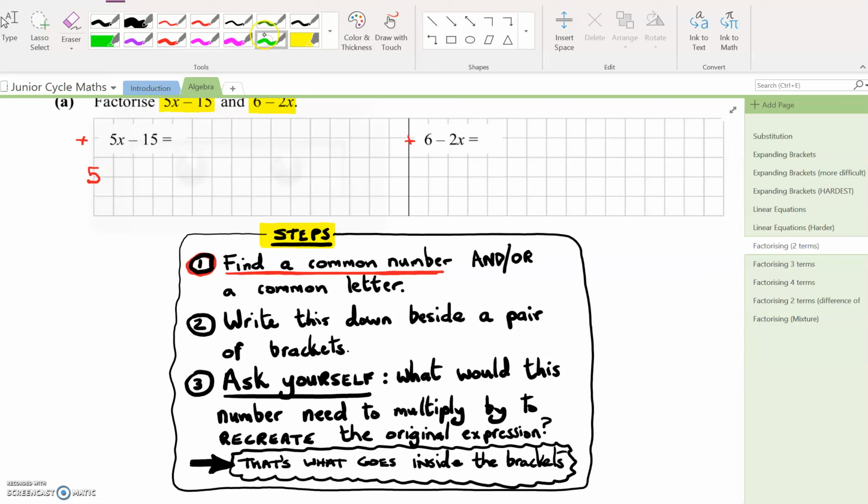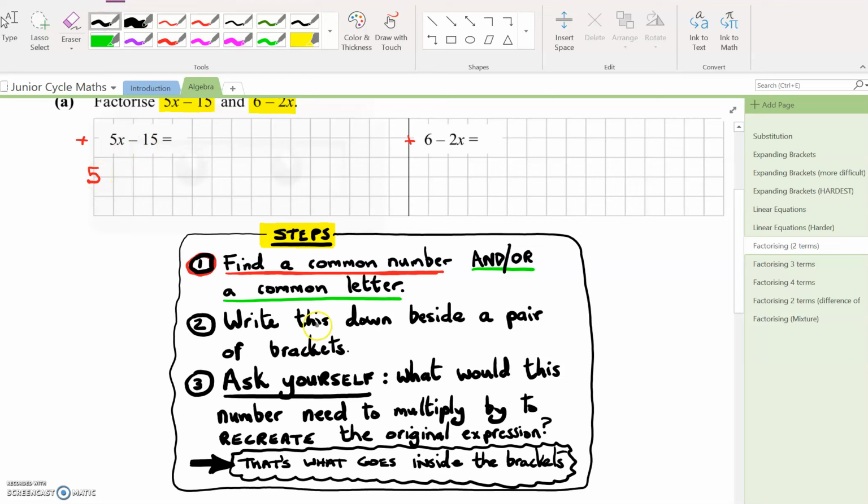And a common letter, and or a common letter. It isn't always both, but let's have a look. X is here, is it here? No, and there's no letters in common. So we just have a common number, and that's okay, that'll do us. We have a common number.